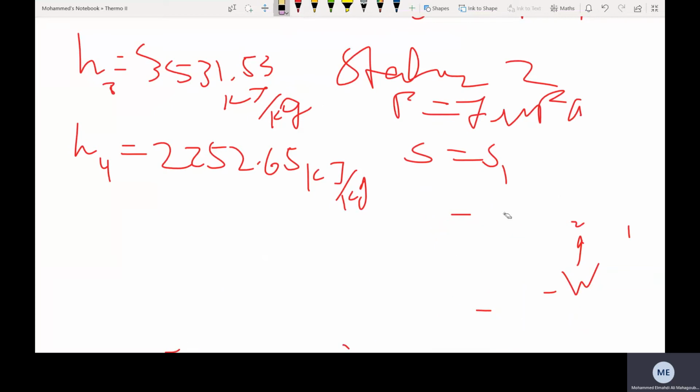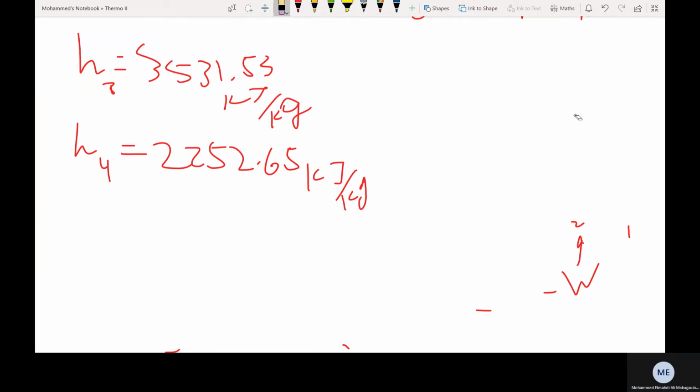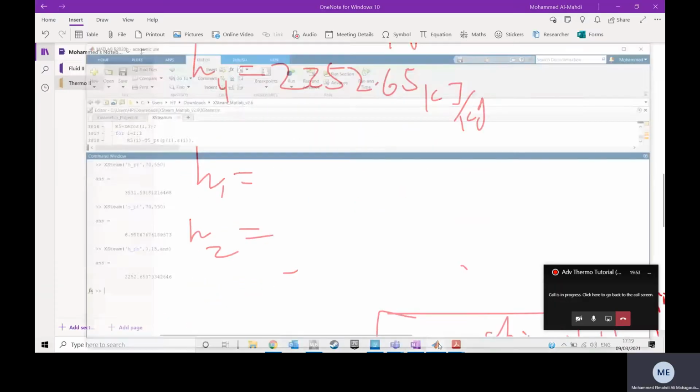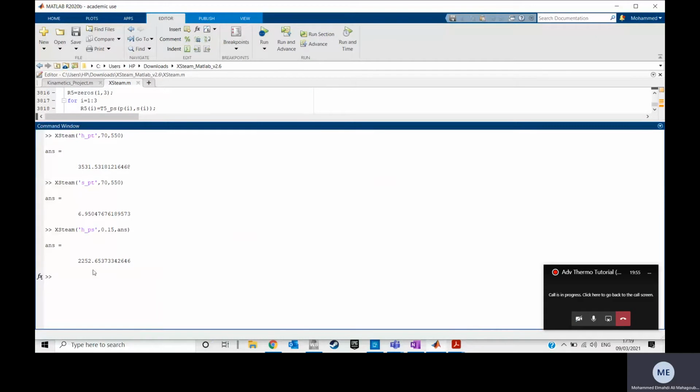And now, what points also do I need? I need H1 now, okay? H1, we said that it is saturated liquid, and we know the pressure for it. And H2, which is after the compression, okay? So let me go to the code.